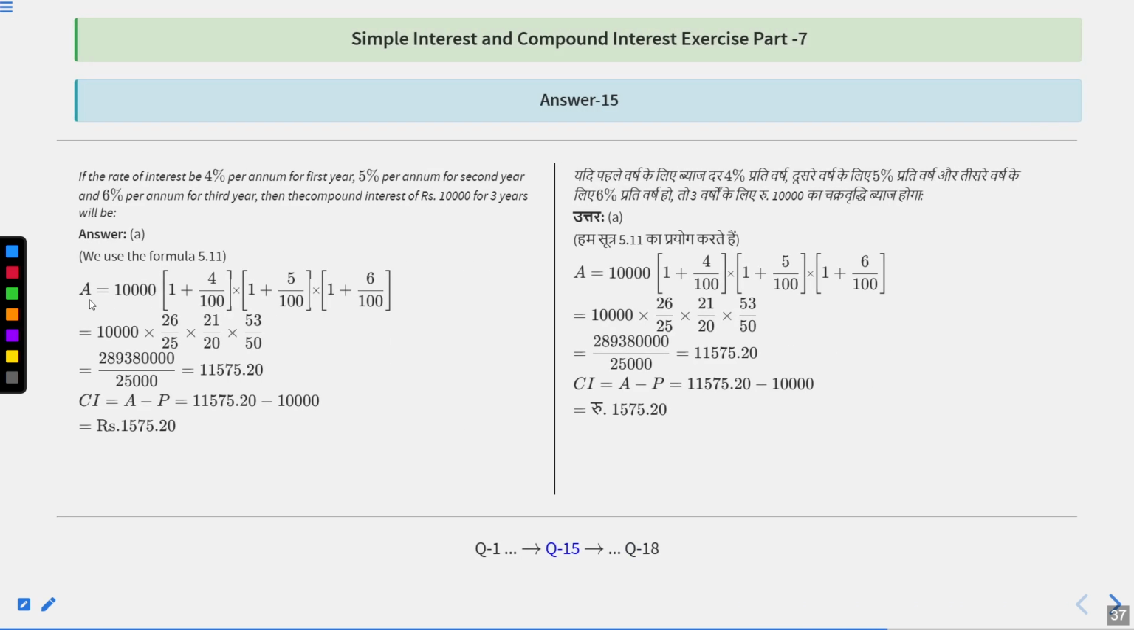According to the question, we use the formula amount equals to 10,000 in the bracket 1 plus 4 upon 100, which is first year rate of interest, multiplying by 1 plus 5 upon 100, which is second year rate of interest, multiplying by 1 plus 6 upon 100, which is third year rate of interest. So when we calculate it, we get the amount, which is 11,575.20 rupees. So what will be the compound interest? Compound interest equals to amount minus principal. So amount is 11,575.20 and principal is our 10,000. So the compound interest is 1,575.20 rupees. A is the correct answer. Next one.